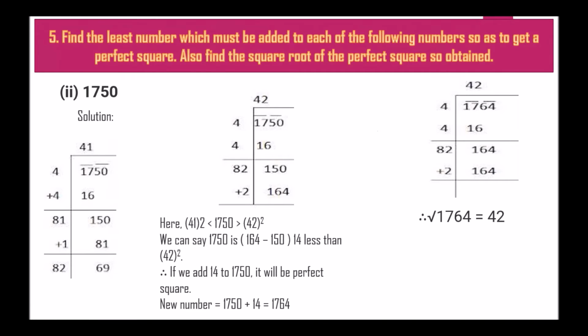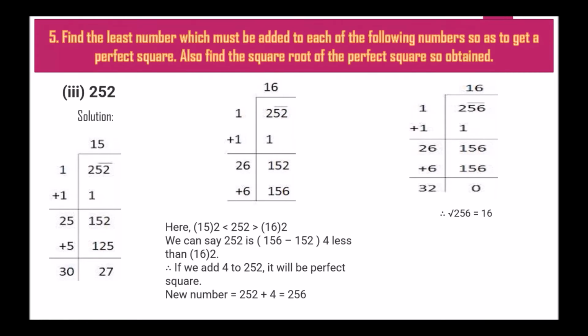And 529 is the square of 23. 1750. We can say that 1750 is more than 41 square and less than 42 square, so we can say that 1750 is 164 minus 150, that is 14 less than 42 square. So if we add 14 to 1750, it is a perfect square. So the new number is 1750 plus 14, that is 1764. And 1764 is the perfect square of 42.